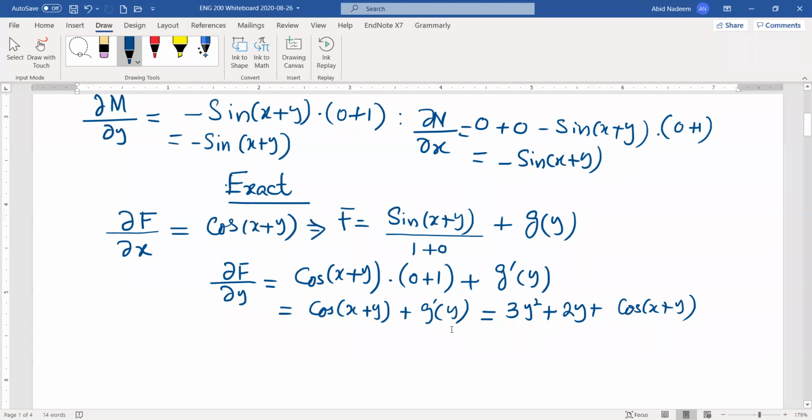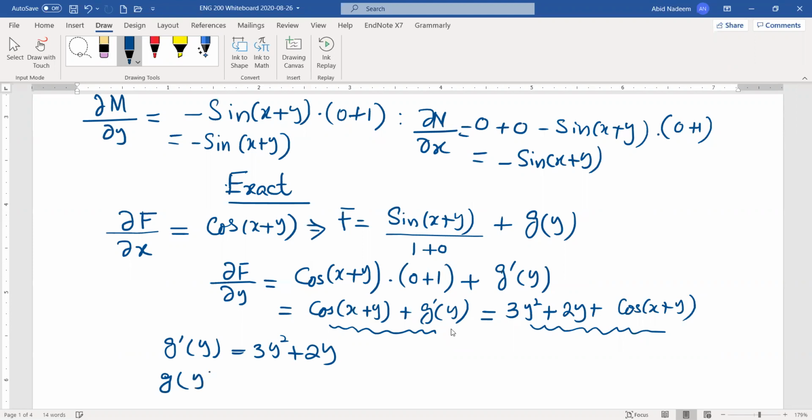So now what we can see, if we compare these two expressions, is that cosine of x plus y is equal to cosine of x plus y, so it is fine. So this means that these two values should be equal to g prime of y. So g prime of y will be equal to 3y square plus 2y. So this is a function with only one variable y. So we can integrate it to find the value of g of y.